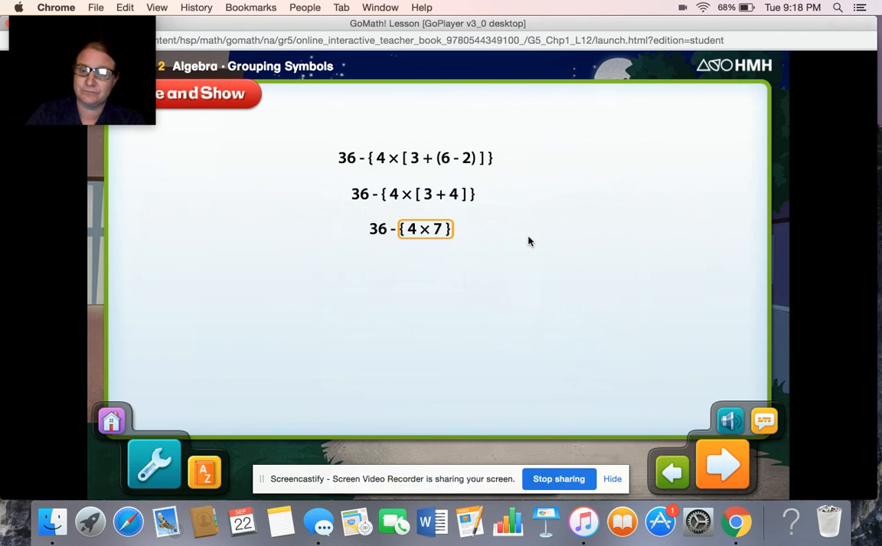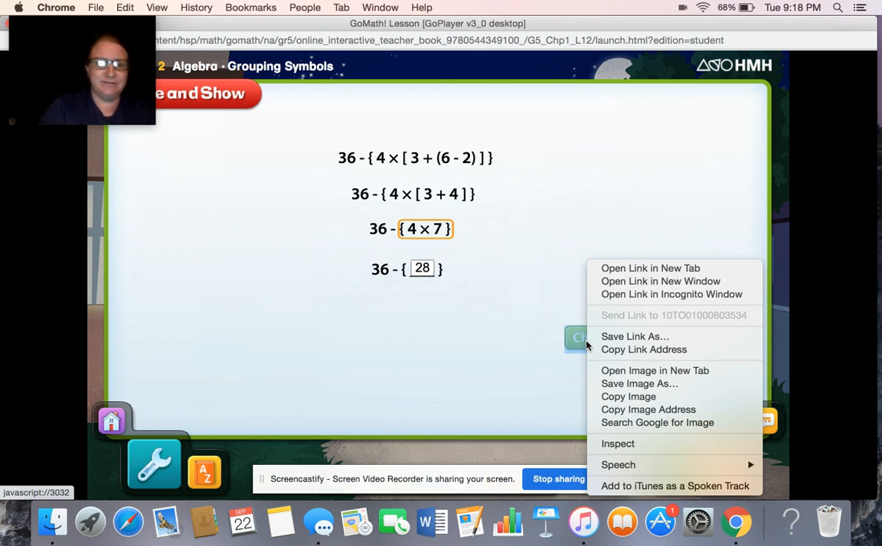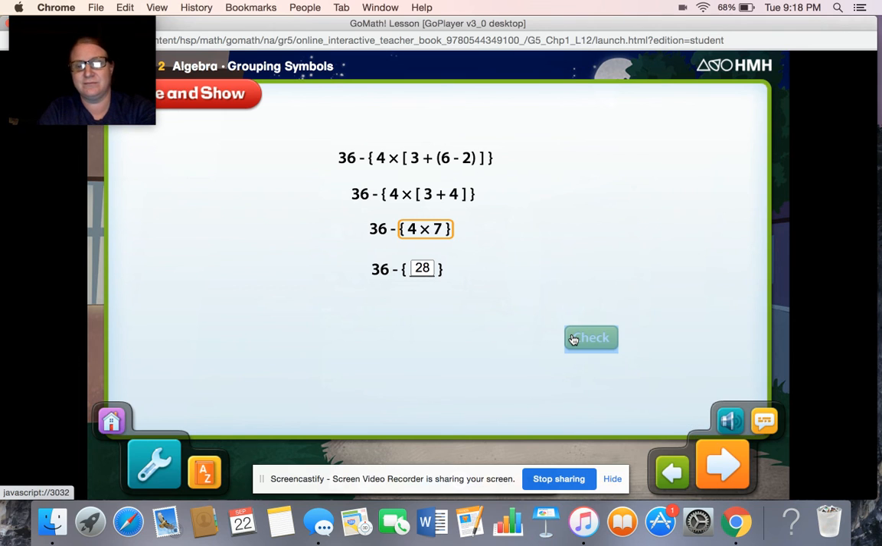That's right. The operation that's within the braces is done now. Perform the operation within the braces. 4 times 7 is 28. I don't know why it's bringing up old numbers that I've put in. That's right. 4 times 7 is 28.